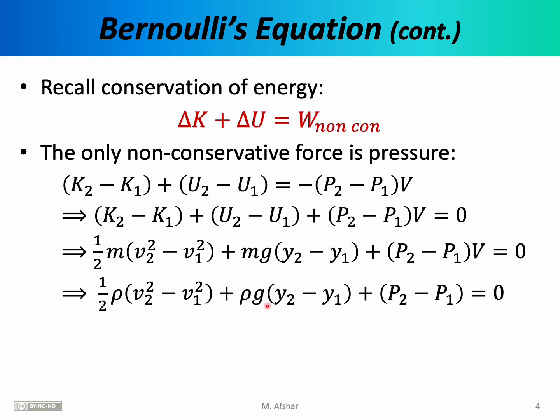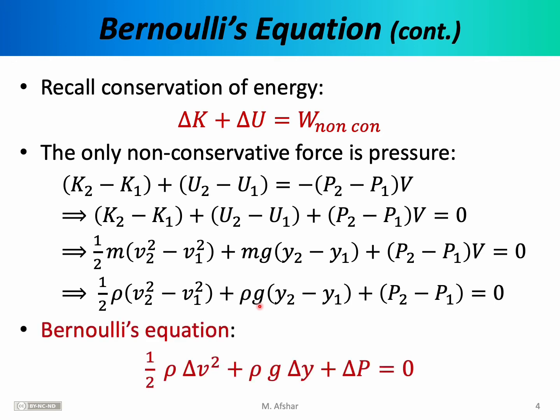This final equation here is Bernoulli's equation. It's often written in a slightly more abbreviated form as follows. Bernoulli's equation says 1/2 times the density of the fluid times delta V squared plus density times gravitational acceleration times delta Y plus delta P is equal to 0. We'll have to do some practice problems to get comfortable with Bernoulli's equation, but note that Bernoulli's equation is really just an expression of conservation of energy applied to the fluid in a pipe whose cross-sectional area and elevation can change.